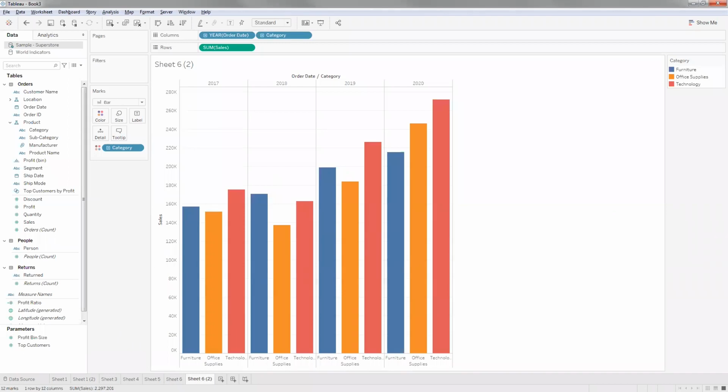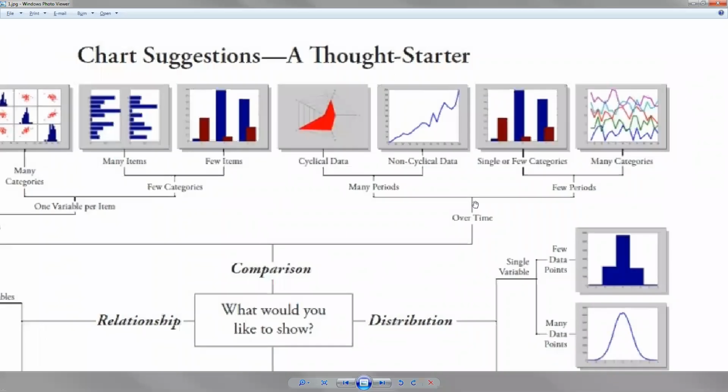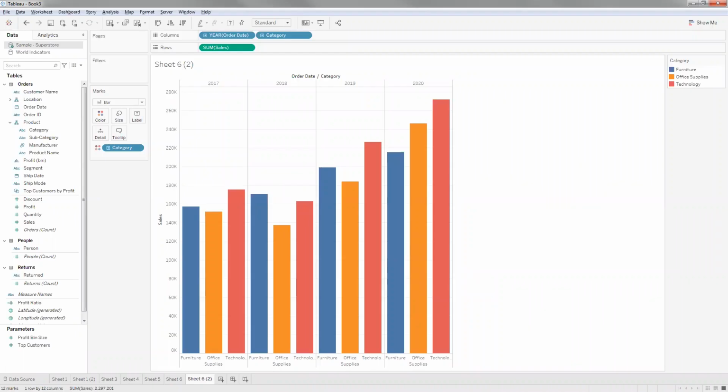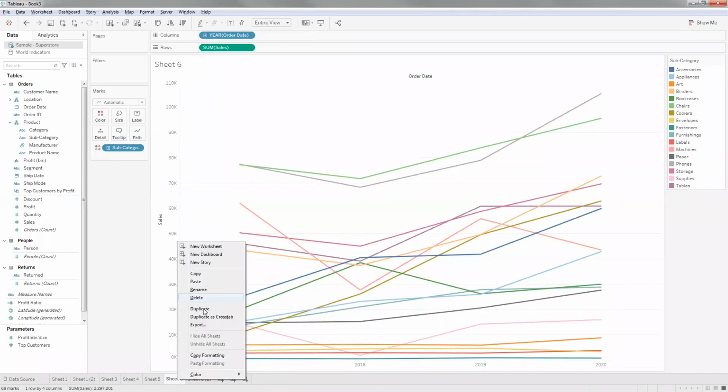So that's on the over time few periods charts, and we have over time many periods. So let's just see what those are, and go to Tableau. Just imagine the same chart. Okay, let me duplicate this.